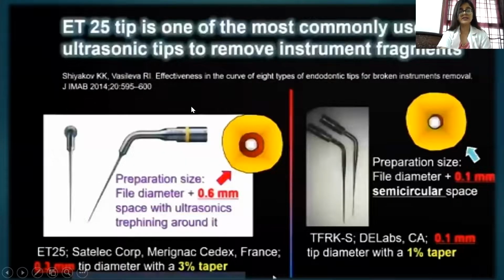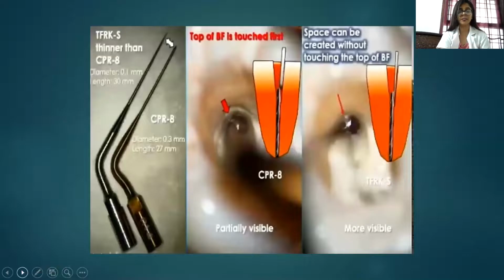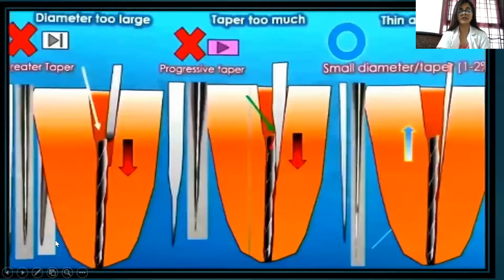There are two types of tips, ET25 tip and Terauchi file retrieval kit S tip. In case of ET25 tip, the tip diameter is 0.6 mm, which is quite large for narrow canals. In case of Terauchi file retrieval kit tip, the tip diameter is 0.1 mm, so it creates a semicircular space around the broken file. When compared with CPR tip, TFRKS, that is Terauchi file retrieval kit tip, is very narrow and it is more convenient to retrieve a broken file.